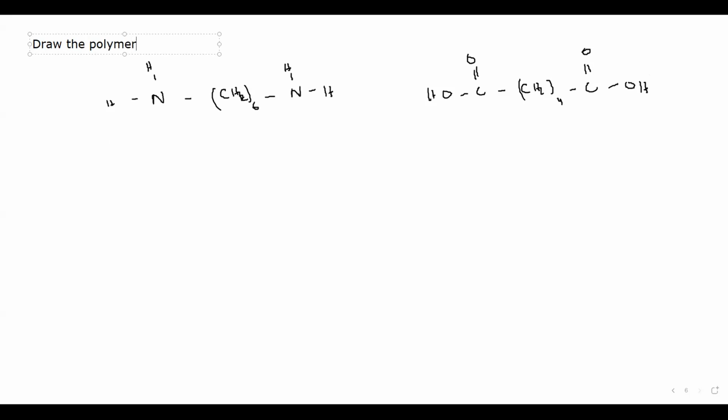how do we draw a polymer? First thing, you should identify the monomer. You should know what the monomers are. Because two amine groups are there, this is a diamine. Two carboxylic groups are there at the ends, so a dicarboxylic acid. So when a diamine reacts with a dicarboxylic acid, what does it result in? Which polymer is formed, nylon or polyester? The polymer formed by the reaction of a dicarboxylic acid and a diamine will form nylon.